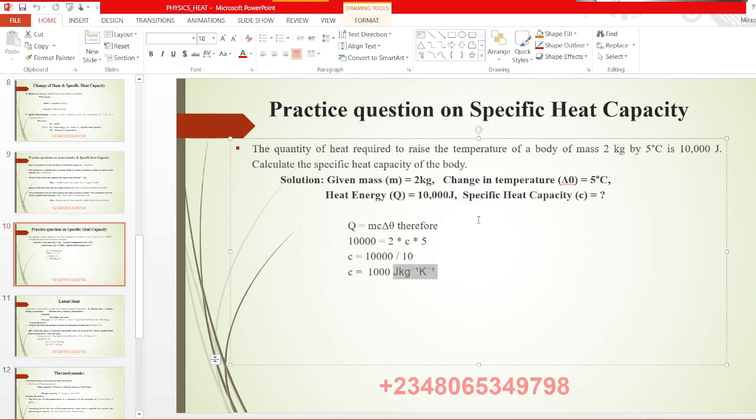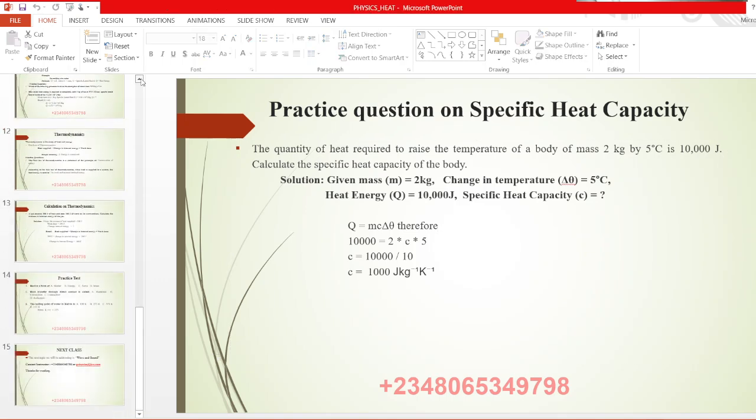So once you see a question talking about increase in temperature and you are seeing mass and energy, it is likely going to be testing specific heat capacity. So we're going to be going further.